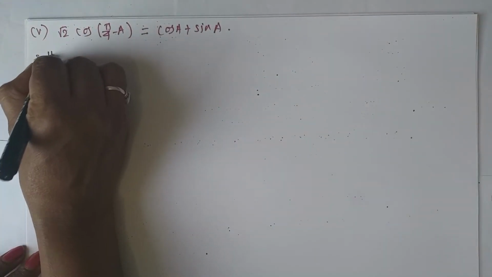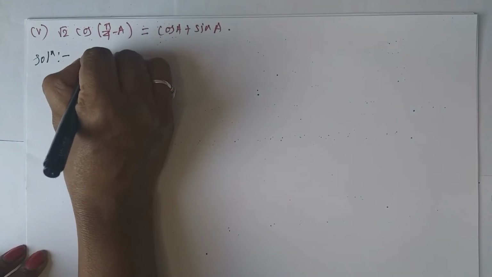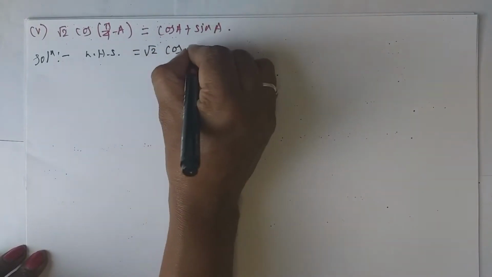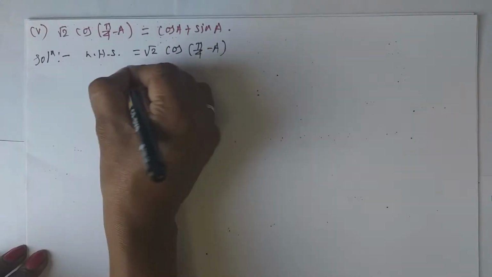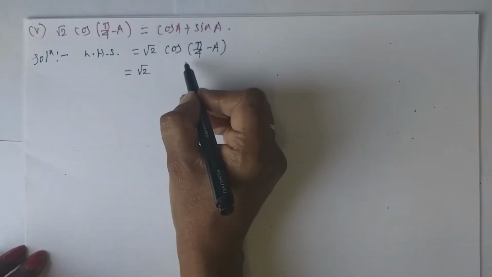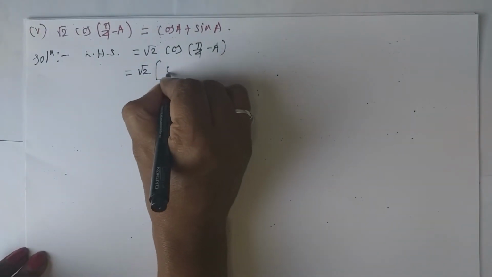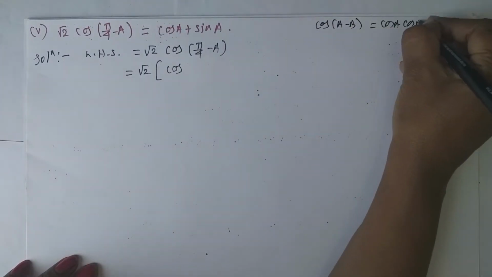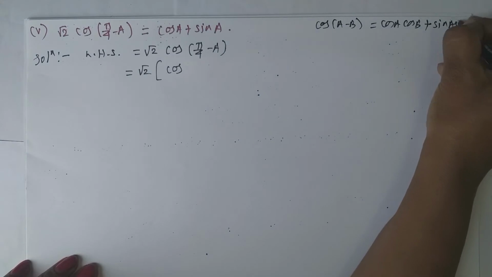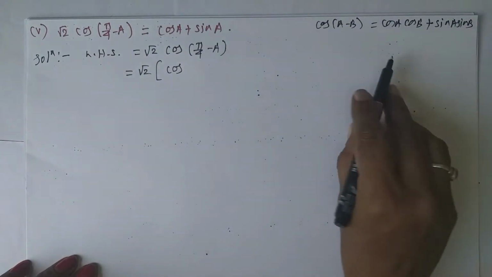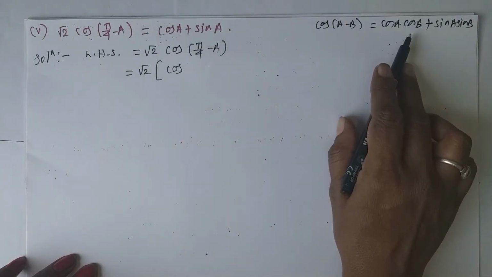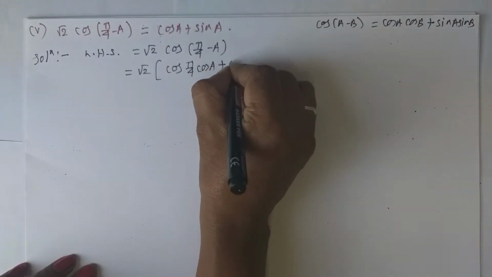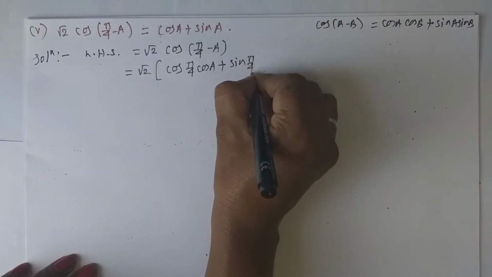In the solution, again you write down the left hand side as it is. That is root 2 times cos(pi/4 minus a). Then here we will use the formula of cos(a minus b). What is that formula? It is cos a cos b plus sin a sin b. In this formula you keep the value of a as pi by 4 and b as a. Then this will be cos pi by 4 cos a plus sin pi by 4 sin a.